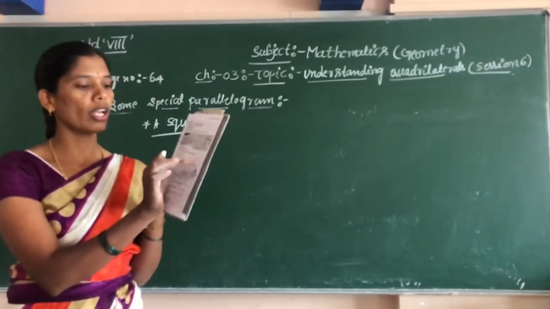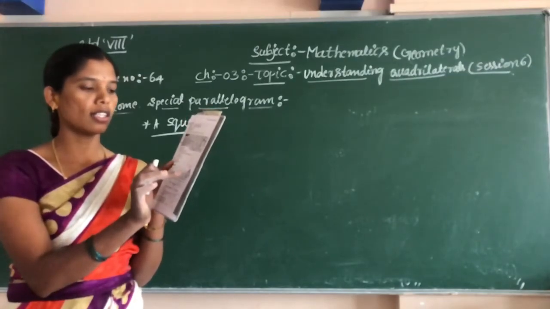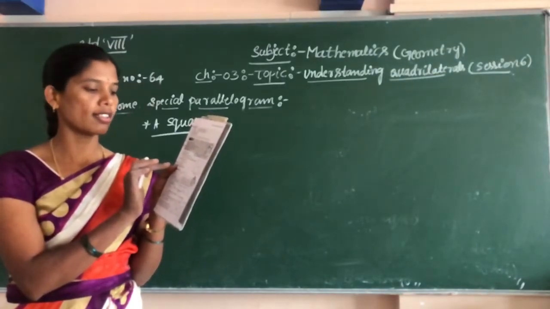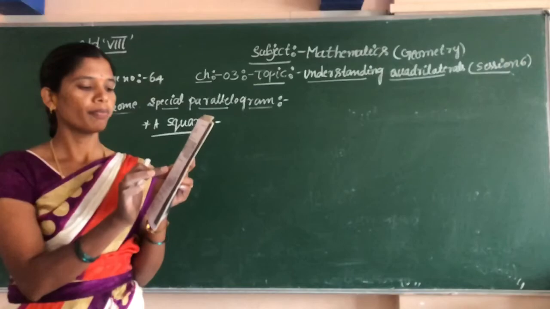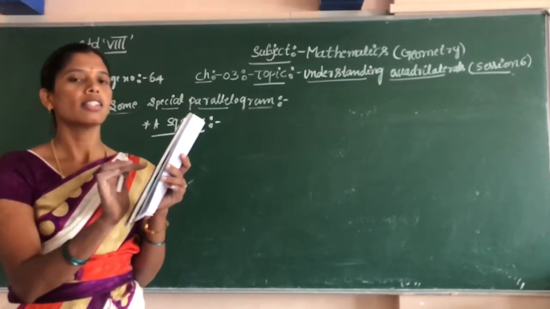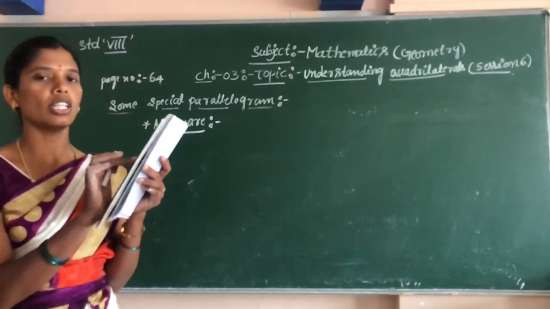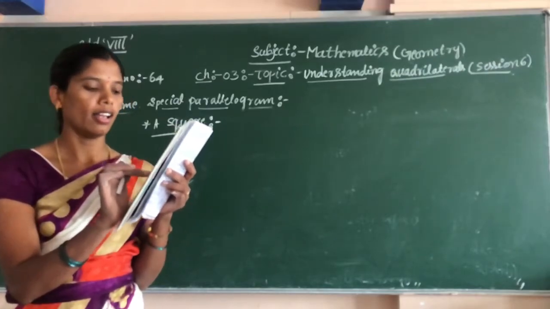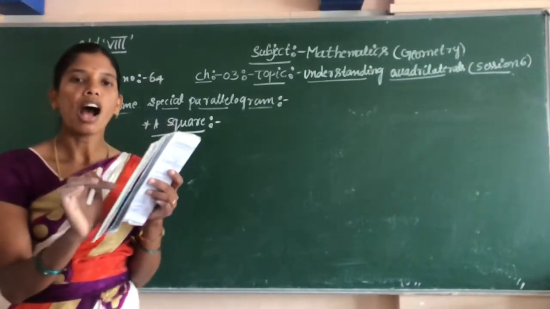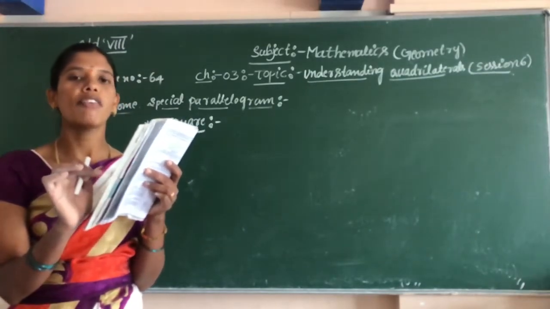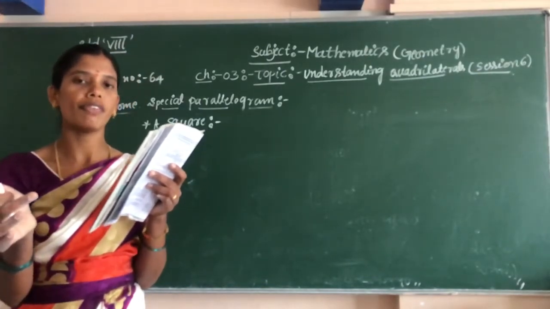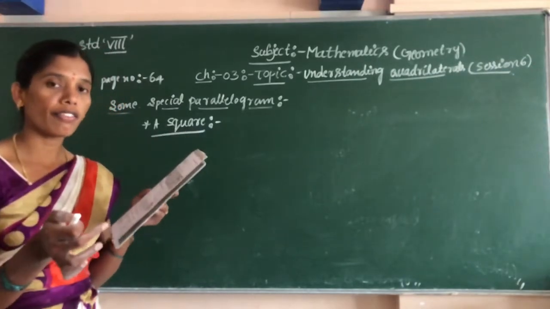OA is equal to OC. The square is a parallelogram. According to the side congruency condition, we see that triangle AOD is congruent to triangle COD. AOD was already explained for the rectangle. Triangle AOD is congruent to triangle COD, and the measure of angle AOD is equal to the measure of angle COD.